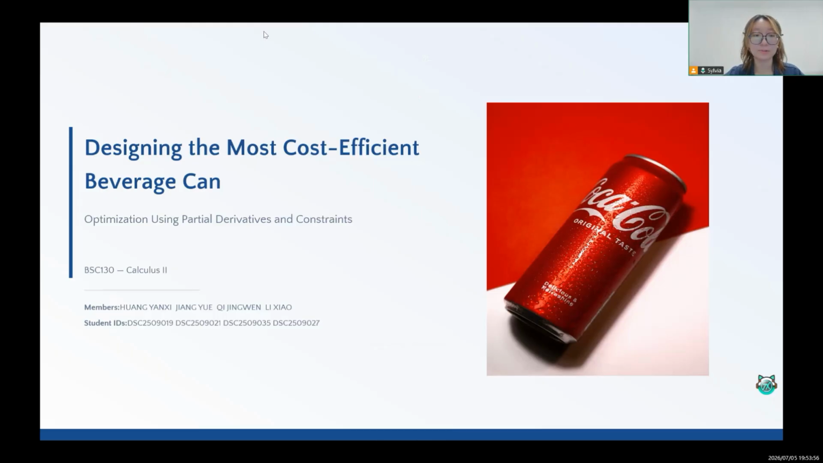Our Calculus 2 project is called Designing the Most Cost-Efficient Beverage Can. We will use partial derivatives and Lagrange multipliers to find the cheapest size of drink cans. Today I will cover the title page, introduction and problem statement. Let's move to the next slide.